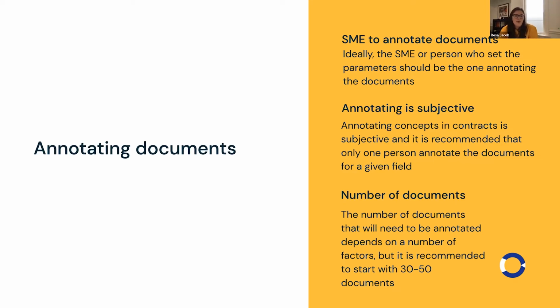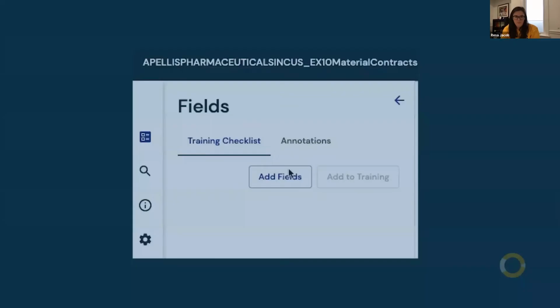So the number of documents that will need to be highlighted is determined by a number of factors. So including, what's the concept being captured, how many different document types, different jurisdictions are you looking to capture? So once there are enough examples, the system will start generating suggestions. And I think we have a slide for this, but we'll start generating suggestions which are similar to the language that has previously been annotated.